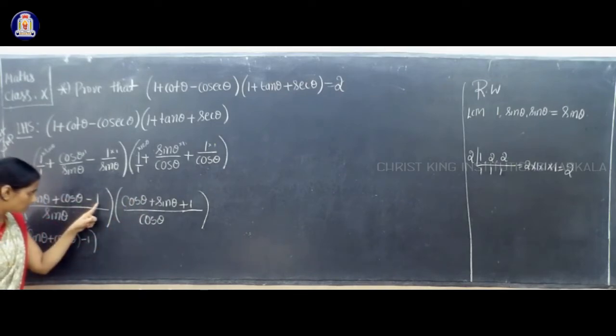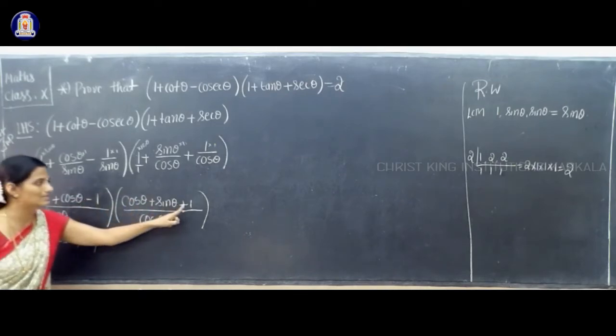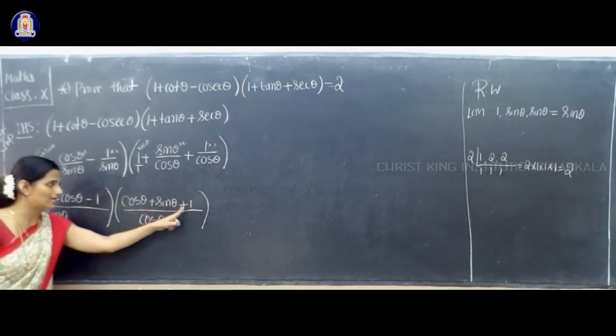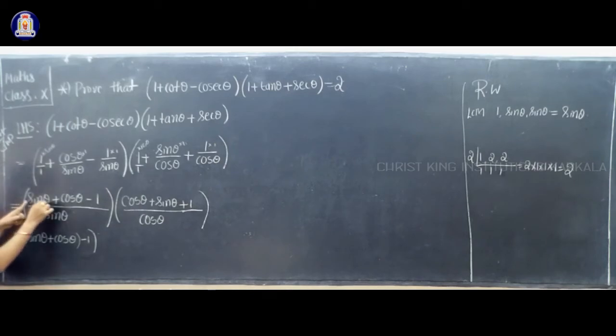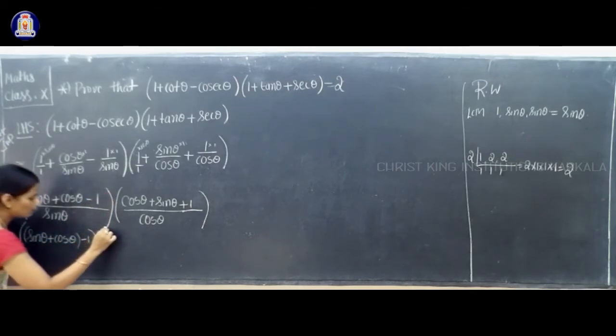Say here is 1, but this is minus 1, this is plus 1. Only the sign is changed here, right? So now I will combine sin theta plus cos theta, I will write together, and minus 1. Sin theta plus cos theta minus 1, and this bracket is of this one. Clear?